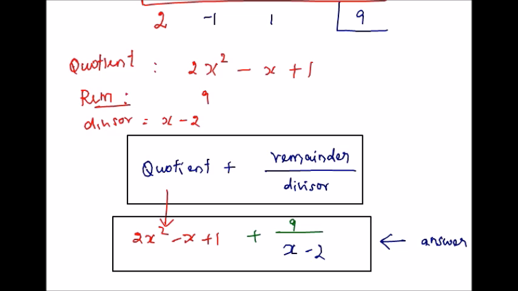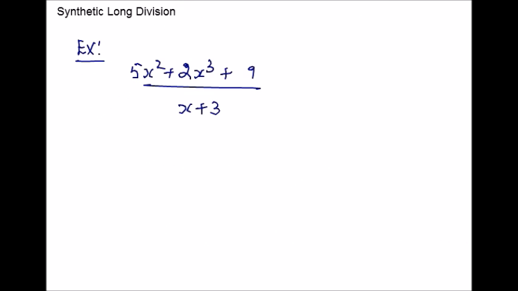Hope you're clear with this example. Okay, let me take one more example and explain it to you step by step. I have taken a second example question. To set up the problem, first let us set the denominator equal to 0 so that we can find the number to put in the division box.